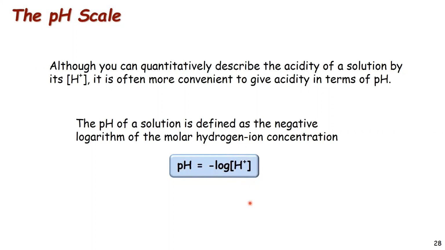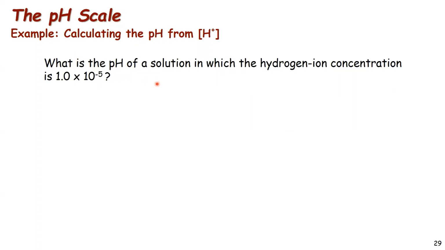So let's say, what is the pH of a solution in which the hydrogen ion concentration is 1.0 times 10 to the negative 5? Well, I could already tell you that the pH is 5. The log of 10 to the negative 5 is negative 5.